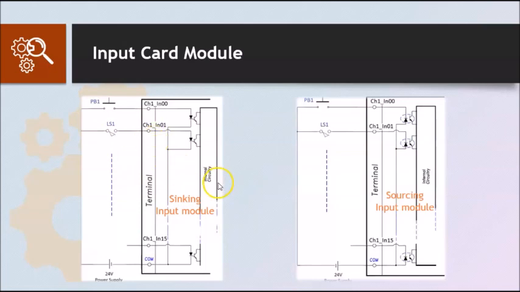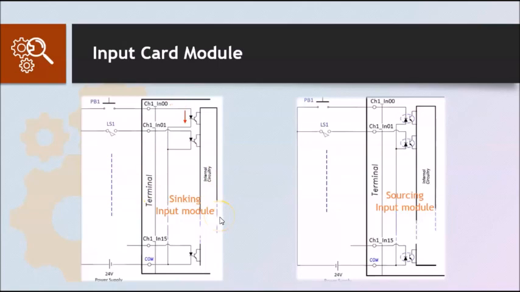Now let's first explain why I call this the sinking input module. Can you first take a look at the diode direction here at terminal 0? In order for this diode to be forward biased, current must be flowing in this direction. And for current to flow in this direction, the current must be flowing into the terminal of the PLC. Hence, current flowing in is called a sinking input module.